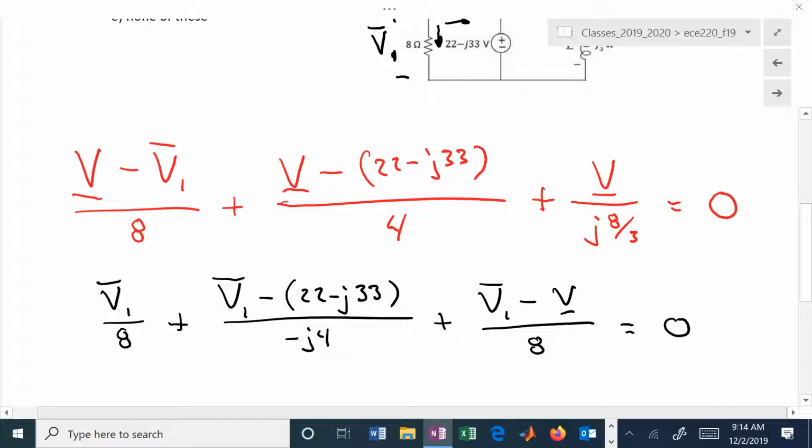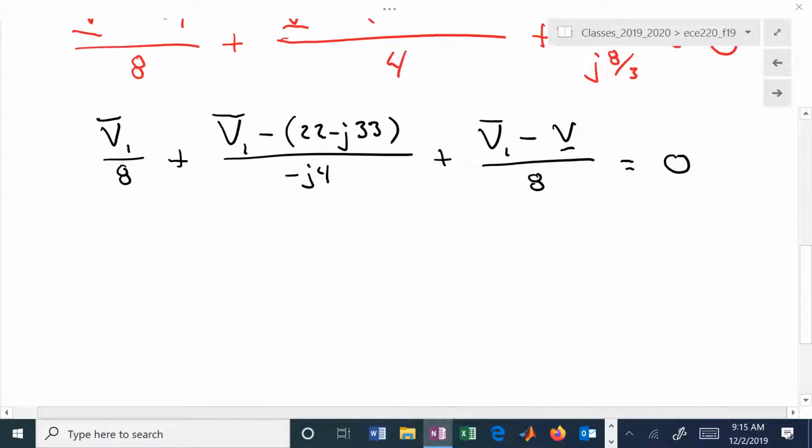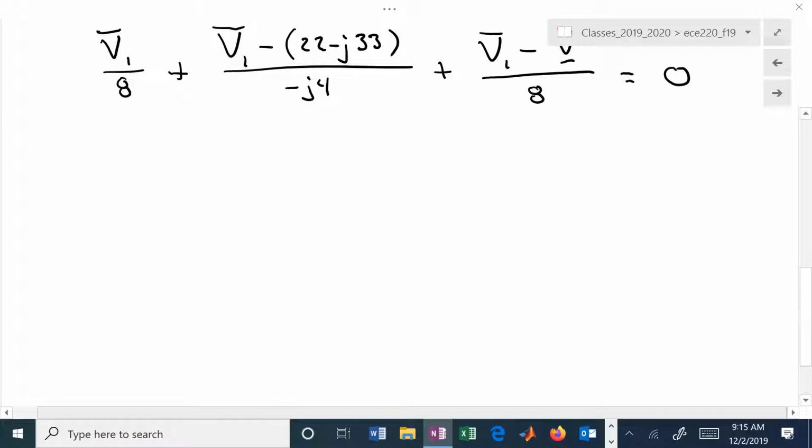It might be cleaner to just clear the denominators. You could clear those by multiplying by 8 in both cases, and realizing that j's downstairs, when you do this division by j or minus j, things change signs. If we now had 1 over minus j, that's equivalent, we can multiply it by 1, which is j over j. We now have j squared downstairs with a minus. That's a minus a minus, so that ends up being j.